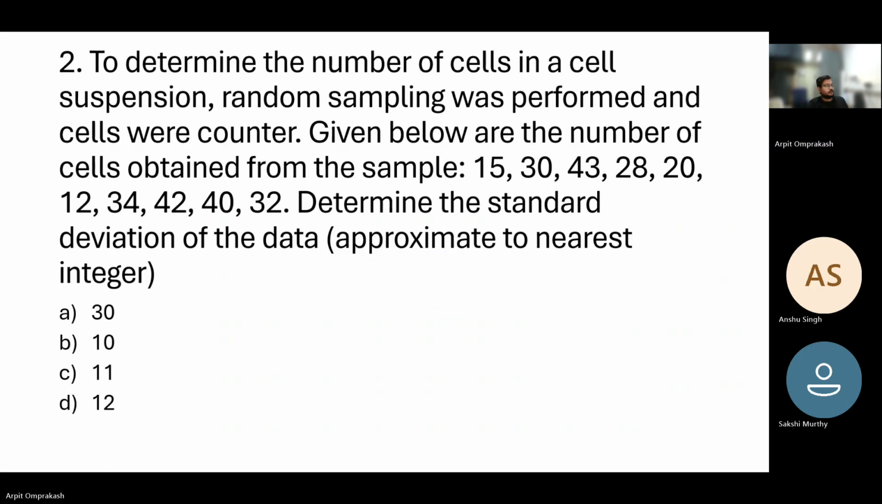Okay. The second question is to determine the number of cells in a cell suspension. Random sampling was performed and the cells were counted. Given below are the sample numbers obtained from the sample. Determine the standard deviation of the data and approximate it to the nearest integer. So we are given some random experimental data where the number of cells are counted in the suspension. And what we have to do here is get the standard deviation of the data.